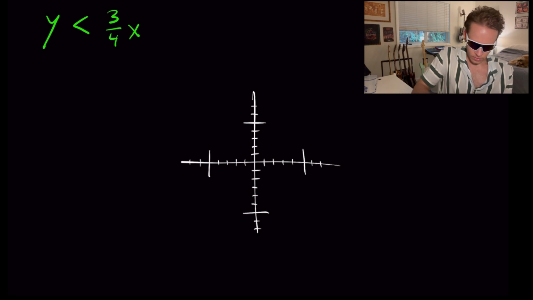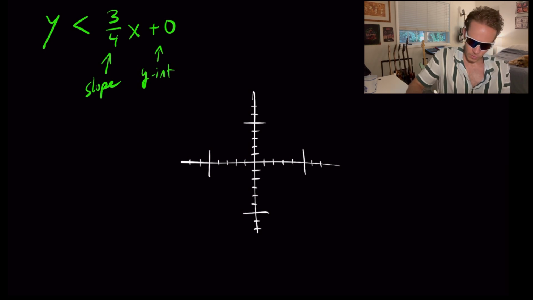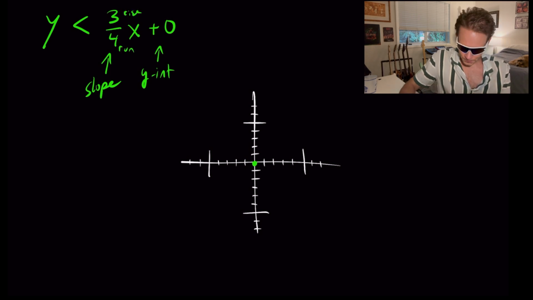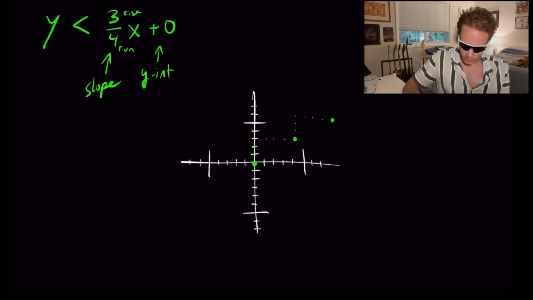So we have our slope right here. So rise 3, run 4. And even though we don't have a y-intercept there, we do, it's just plus 0. Just don't need to write it. So our y-intercept is there. So we'll start at our y-intercept, and then we're going to rise 3 and run 4. So we'll go 1, 2, 3, and then 1, 2, 3, 4. Plot a point. A little bit off the graph there.